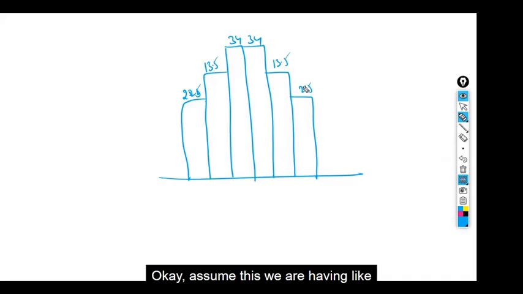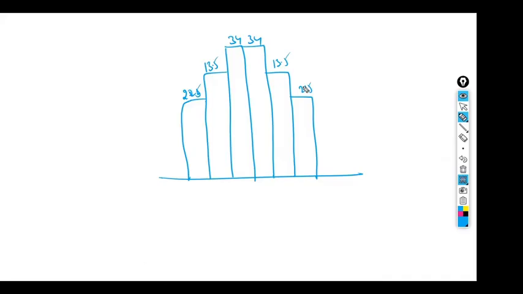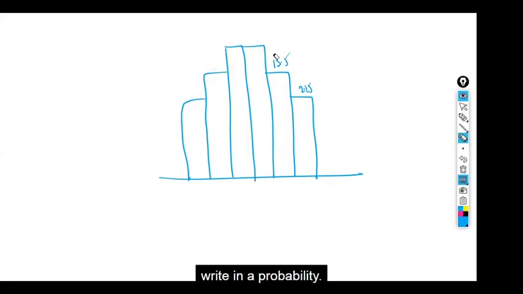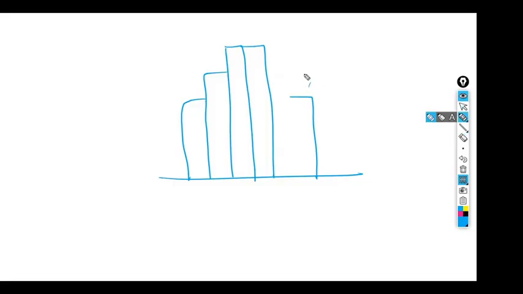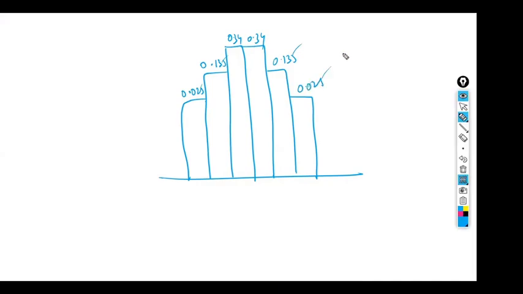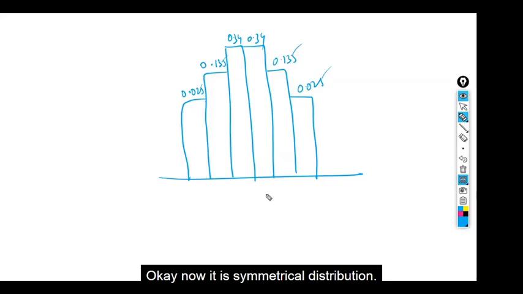Assume we are having it like this. So 2.25 is nothing but probability. Let me write it in a probability way. 0.34 is the probability. This one has 0.135. 0.135 is the probability. 0.025 and 0.025. Now it is a symmetrical distribution.